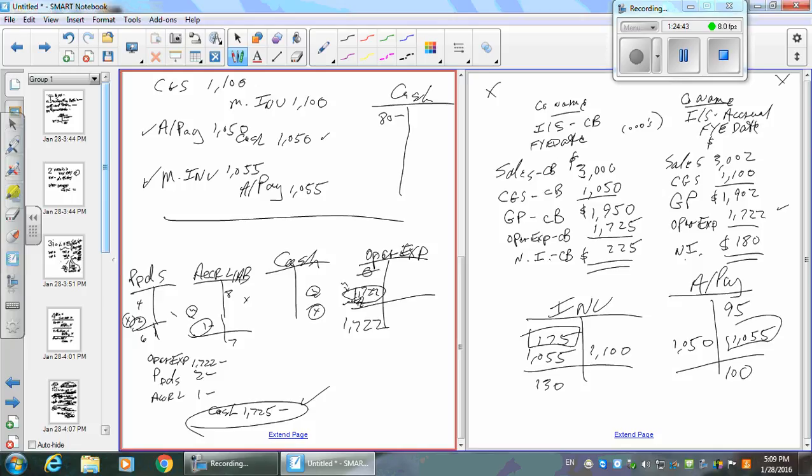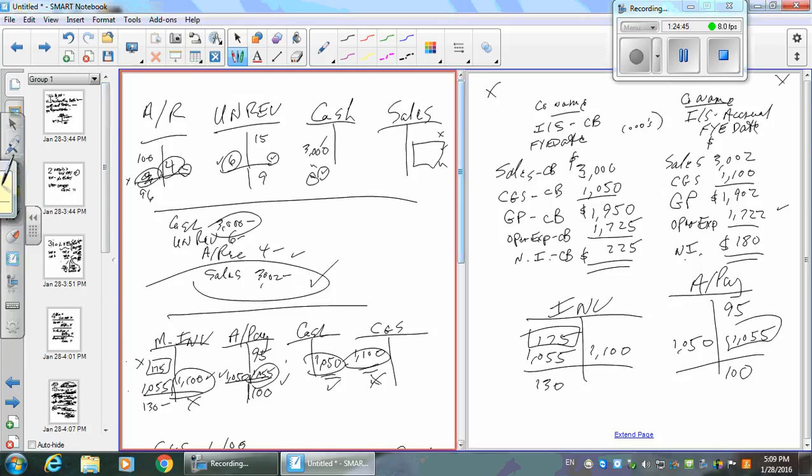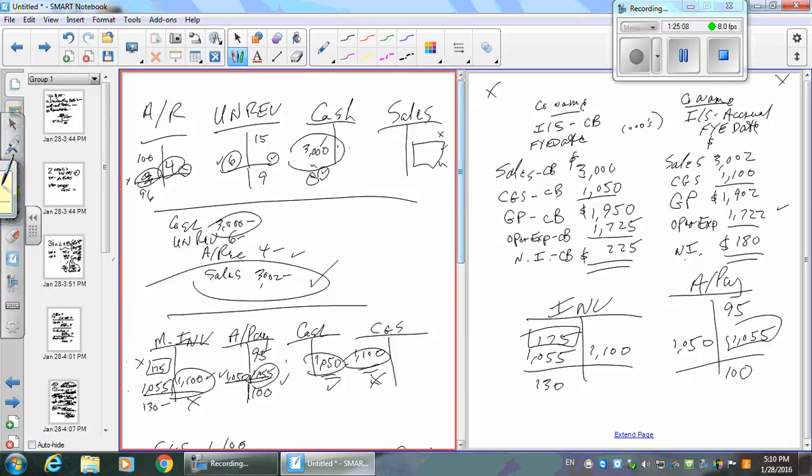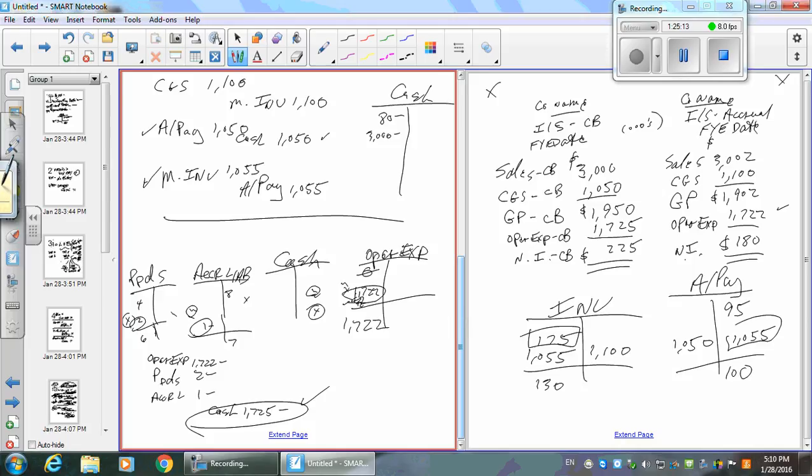What happened to cash? Oh, I hit the wrong thing. What happened to cash on the first journal entry, the revenues? 3 million cash came in, right? So you started with 80 and you added 3 million. Did you guys stay with me? I started with 80 and I just took my first journal entry and picked up the cash that came in. So then what's the second journal entry? Cash going out. How much do we have for the second one?